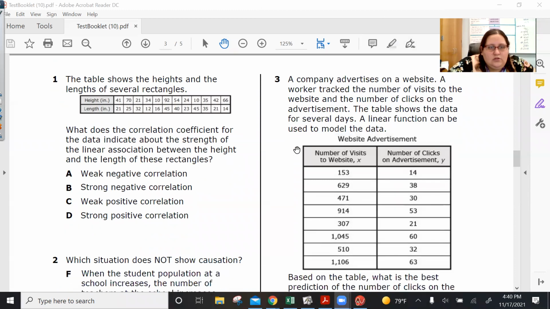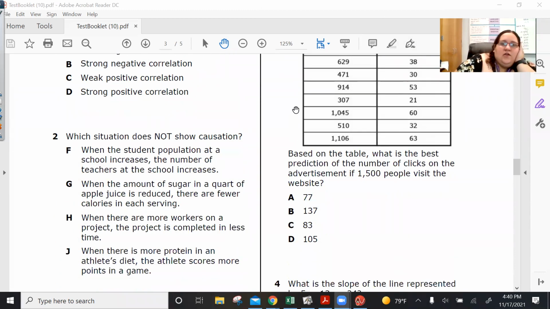So now we're on question 2. Which situation does not show causation? Keyword here is not. So that means the first event does not directly cause the second event. When the student population at a school increases, the number of teachers at a school increases. If we have more students, typically we do get more teachers to make sure that we don't have giant classroom sizes. It doesn't work in all cases, but that does impact the second one. So that's not it, because we're looking for not showing causation as opposed to which one does.